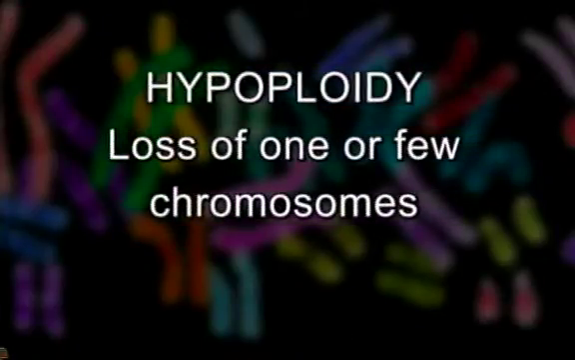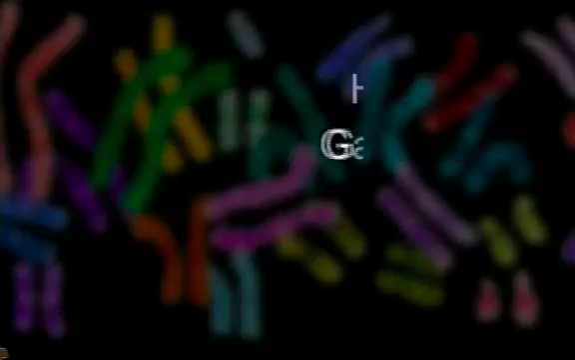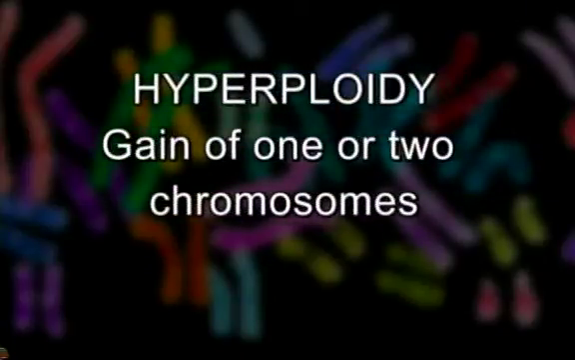In conclusion, as far as today's lecture was concerned, we discussed different types of aneuploidy. Overall, these variations in chromosome number are called heteroploidy, which is of two types: euploidy, where there is an increase of whole sets of chromosomes, or aneuploidy, the second condition, where there is an increase or decrease in one or a few chromosomes. Aneuploidy is further classified into two types: hypoploidy, that is loss of one or a few chromosomes, or hyperploidy, that is gain of one or two chromosomes.